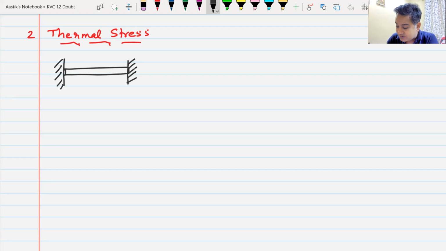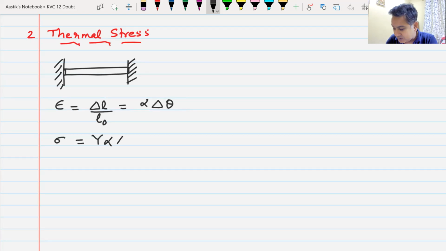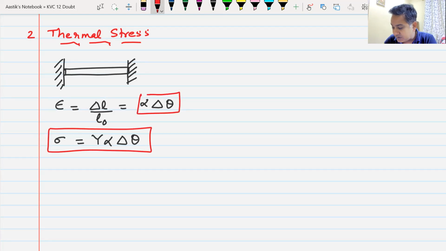To find out this thermal stress, we find out the strain in this rod. Epsilon, the strain in this rod, is the change in length upon original length. Original length, L0 we are calling it. That will be equal to alpha into delta theta. From there, I can find out the stress developed in this rod. That stress will be Y alpha delta theta. Y alpha delta theta, that will be the thermal stress developed in the rod. Just remember these two things. If you remember these two things, this type of question can be done.